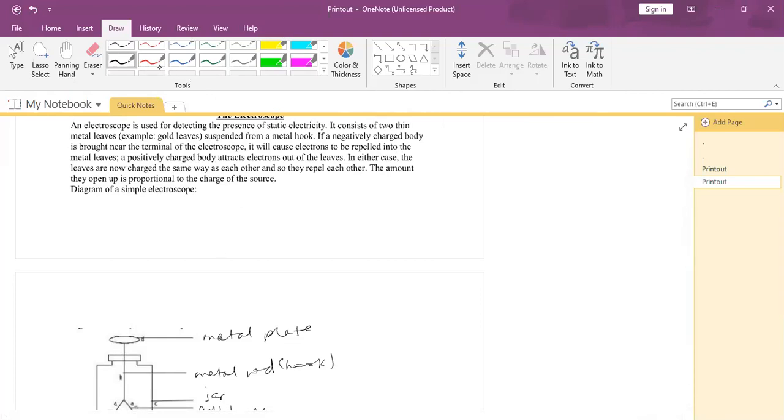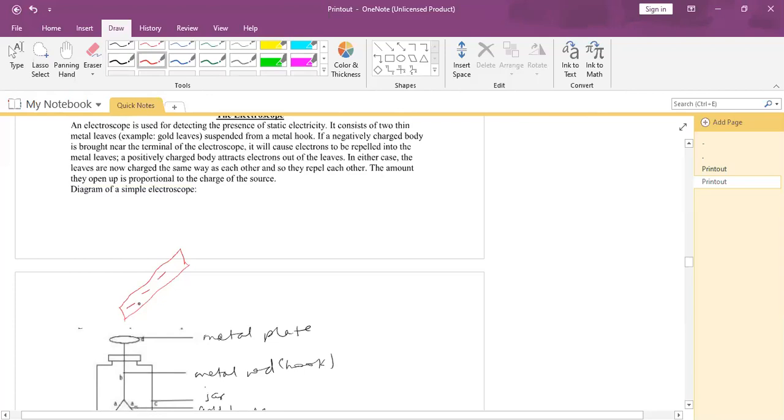Assuming that, let's say I bring an object that is negatively charged over here. Sometimes if you comb your hair with a comb, the electrons separate, so the comb becomes charged. Some materials become positively charged, depending on what they're made of, and some become negatively charged. So we want to find the static electricity, or charges, on it.